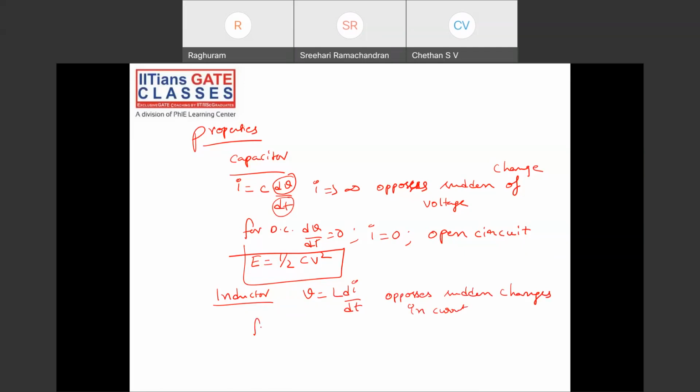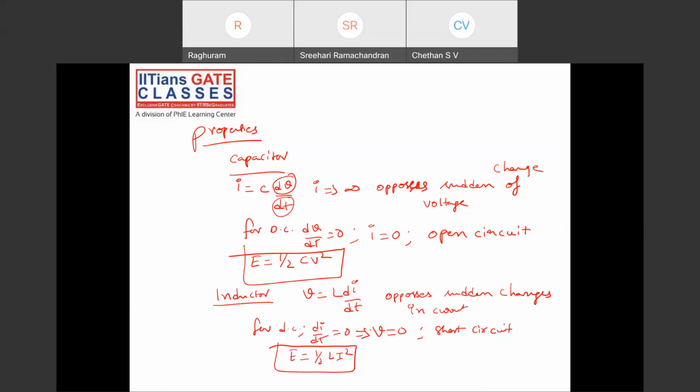Okay. So for DC, that means di by dt is zero. Voltage is zero. Voltage zero is a short circuit condition. Short circuit condition. Also, energy stored in an inductor is half Li square. Okay. So these basics are important for the next topic.